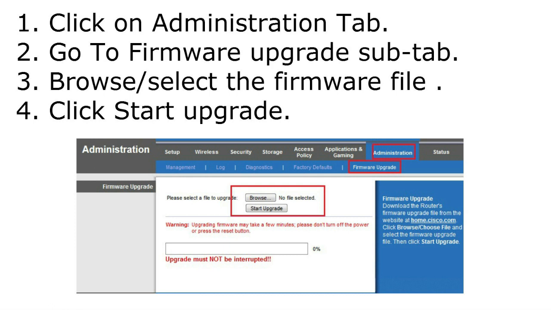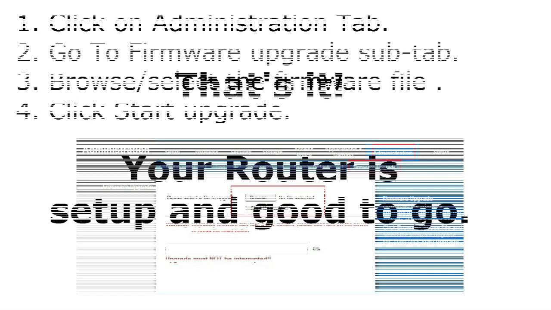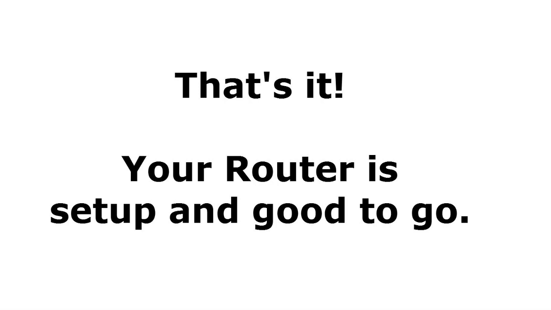Now browse the firmware file and click on start upgrade. So it will start upgrading the router firmware. Now once the firmware is upgraded, you will get the message the upgrade is completed. After that you can just unplug the power to the router and plug it back in. Wait for 30 seconds. So that's it for this Linksys E2500 router.